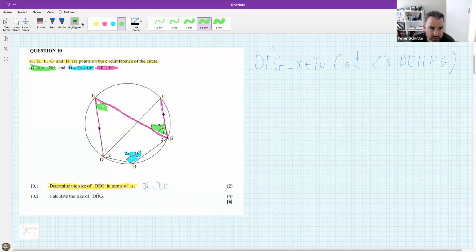Okay, next question. I want you to calculate the size of DHG. Now, where is DHG? Oh, here it is. They want to know what the actual size is. At the moment, we've got 2x plus 10. What do you think I'm going to have to do? I want some ideas, or maybe somebody could put their hand up and give me a hunch. How am I going to find the value of x here?